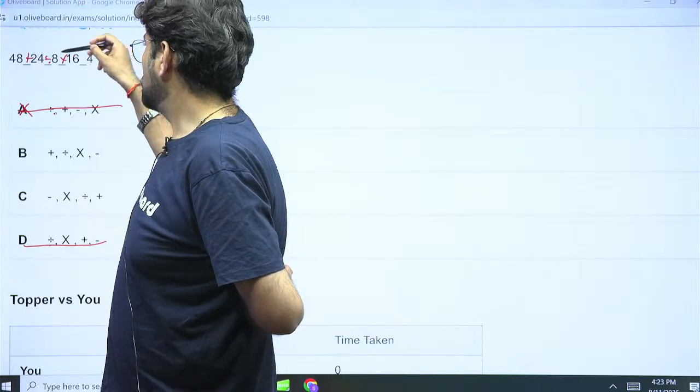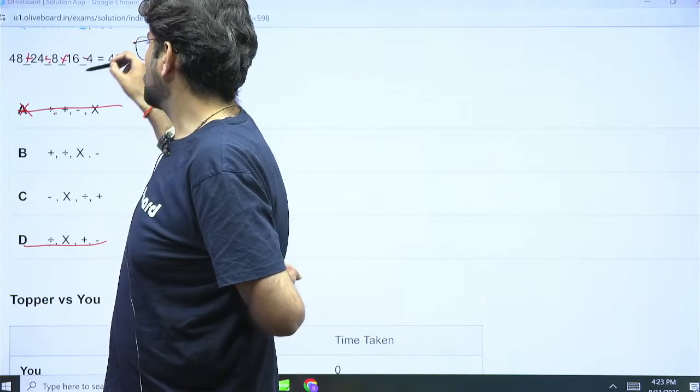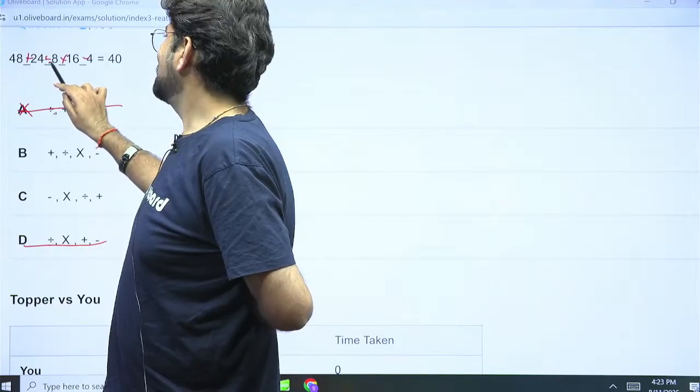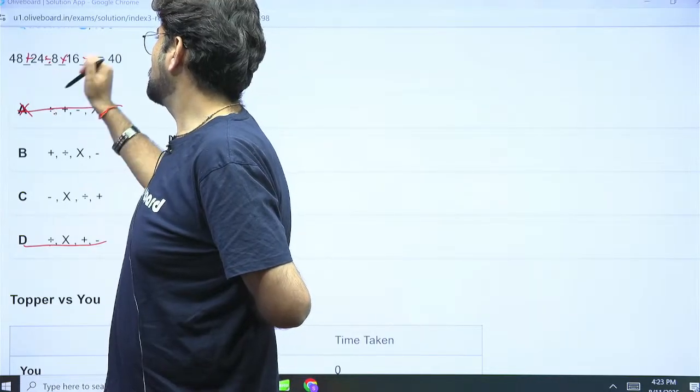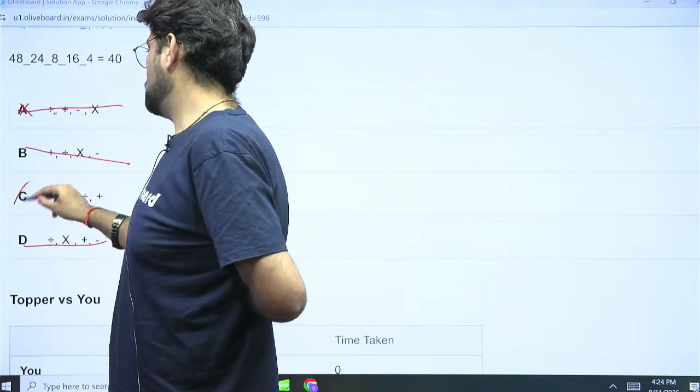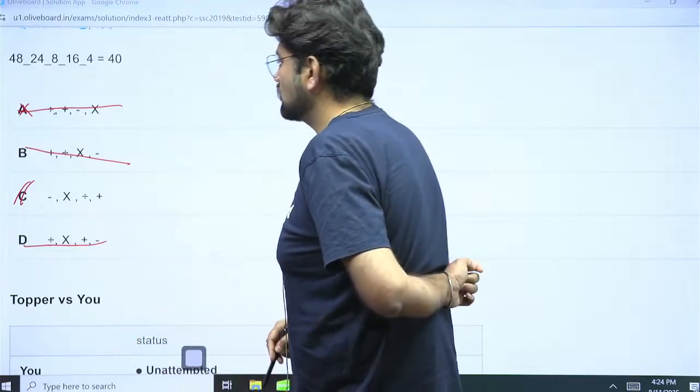Oh wait, what am I doing? Plus, divide into, minus. Okay. So this is 3. 3 into 16, 48 plus 48 minus 4. Okay. Finally, what we were thinking will not work out is working out. So option C is the right answer.